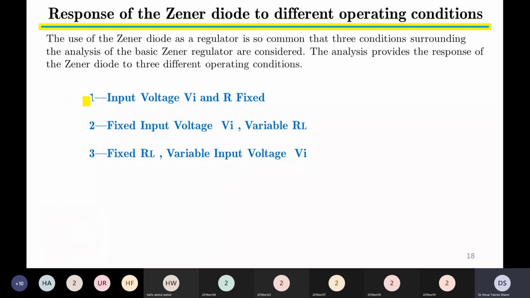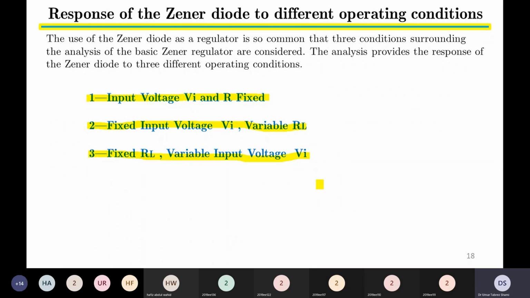The first operating condition is when the input voltage is fixed and the load is also fixed. That is, input voltage Vi and R are fixed. And then we will study the second operating condition where the input voltage is fixed but the load resistance is variable. Therefore, the second operating condition is fixed input voltage and variable RL. And the third operating condition is fixed RL and variable input voltage. That is, we will have a constant load resistance RL, but the input voltage will be variable.